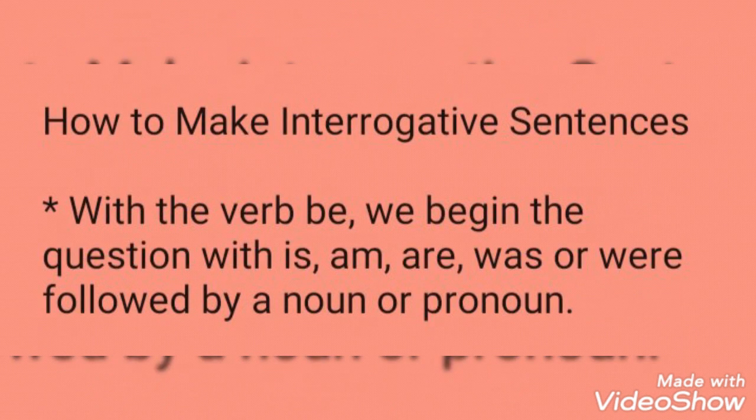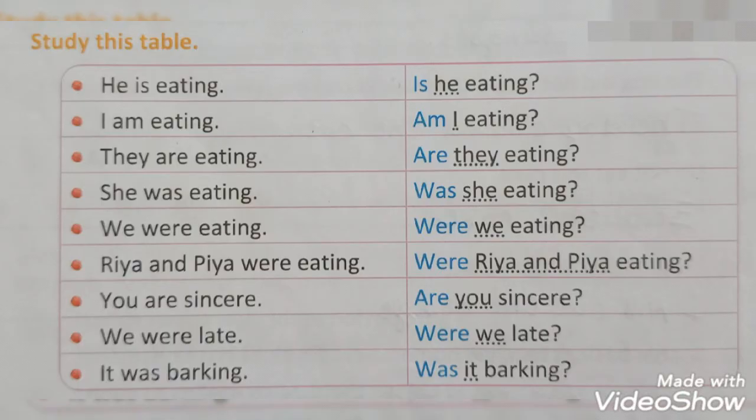Let's see how to make the interrogative sentences. With the verb be, we begin the question with is, am, are, was or were followed by a noun or pronoun. Now let's see the table. In this table, there are the sentences we have to change into interrogative sentences. For example, he is eating. Is he eating? I am eating.